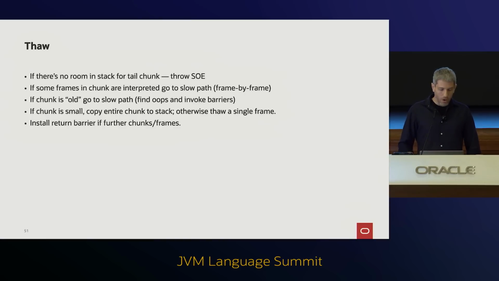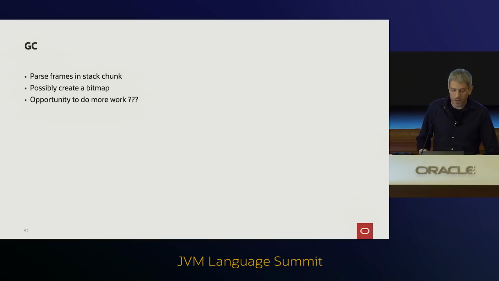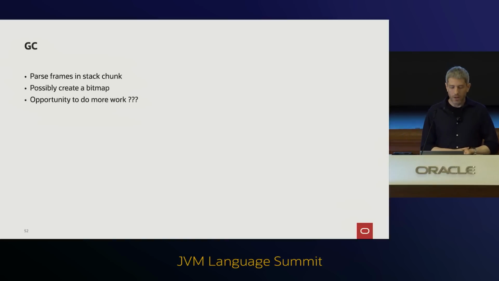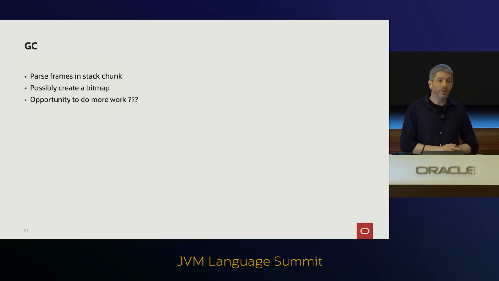And what does the GC do? So when a GC finds a stack chunk, so that's sort of a new kind of object, the GC says, okay, that's a stack chunk, the GC knows about it. The downside of this was that much of the change was in the GC. It says, okay, this is a stack chunk, I need to parse it. Then the GC parses the frames, it finds the oops.